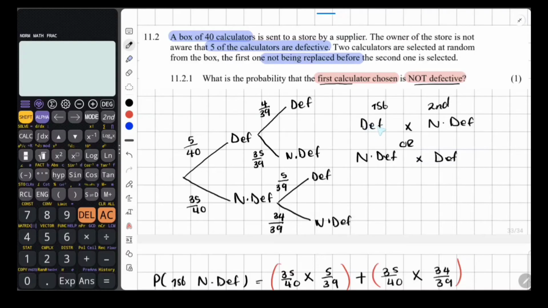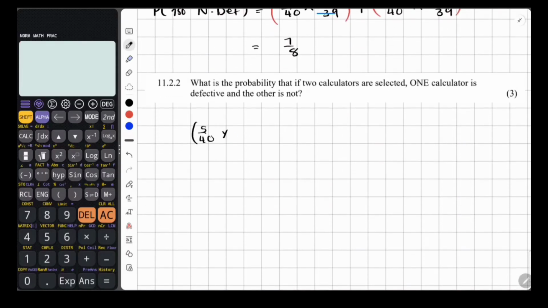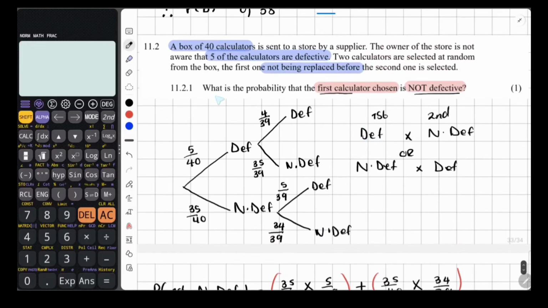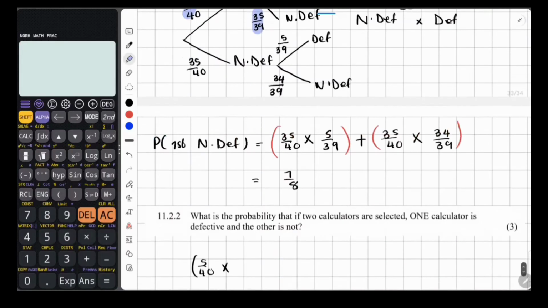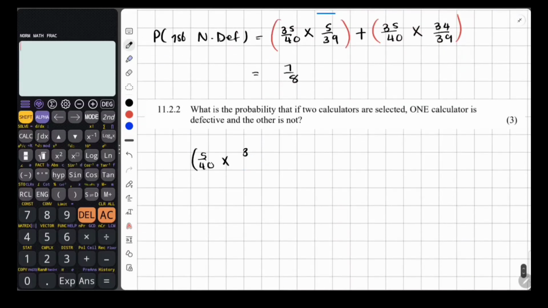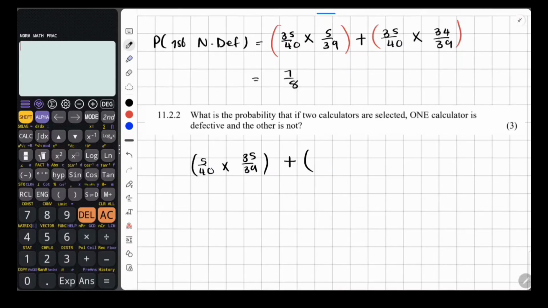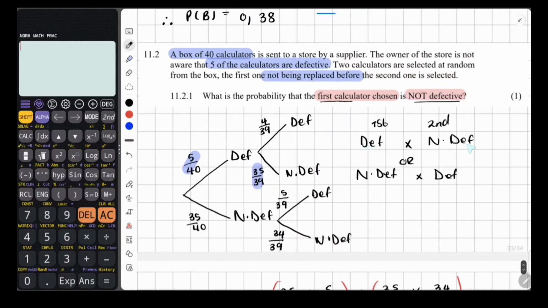So we're looking for defective first. So defective 5 over 40, and we're going to times that by, so that was the defective one, 5 over 40, and then multiplied by the not defective in the second pick. And not defective in the second pick would be this one. So that would be the 35 over 39. So multiply by 35 over 39. Then that probability, we're also going to add it to the second case. So that was just the first case.